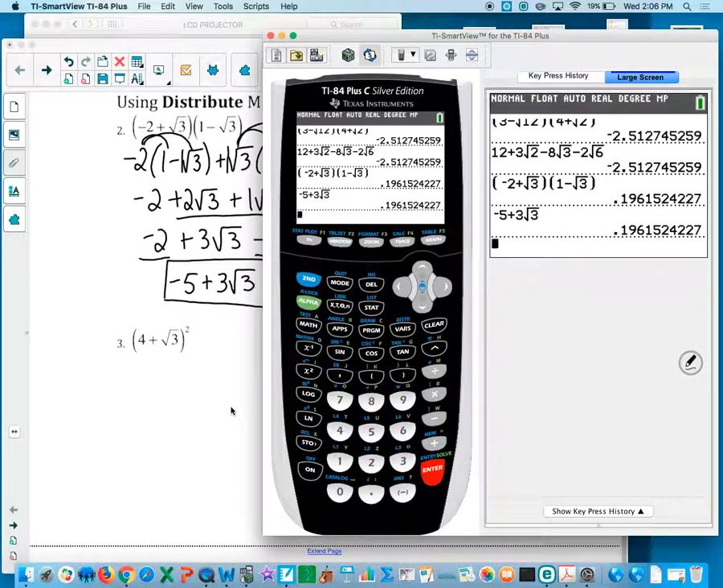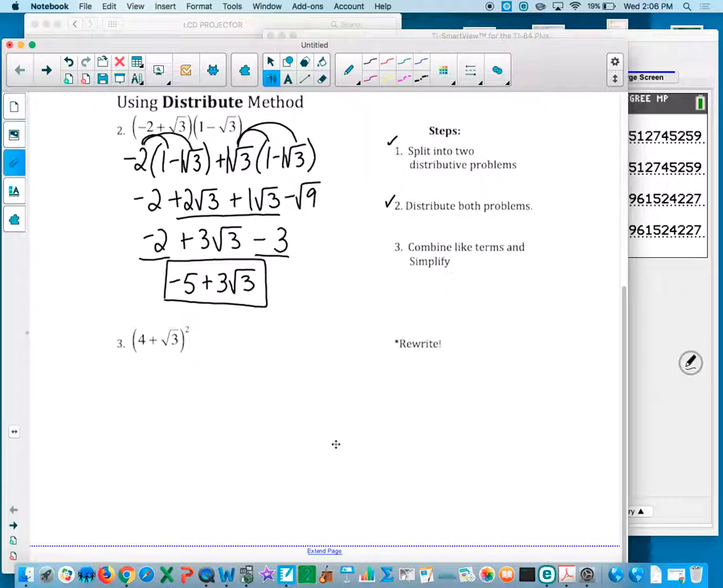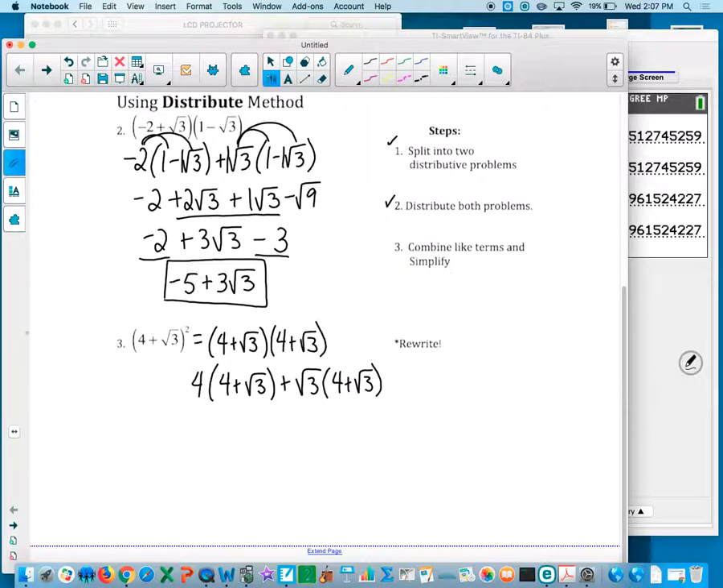We have one more to do with this method. This next one doesn't initially look like a FOIL, but remember when you have squared, you need to write the parentheses twice. And then we'll do the distributive method again because it's a different kind of way to do it. And then we'll distribute. Again, I would put the 1s in front of any radicals to make it easier to see what to multiply.